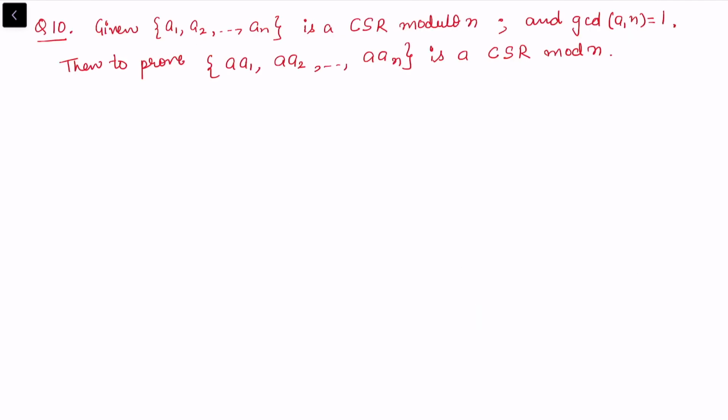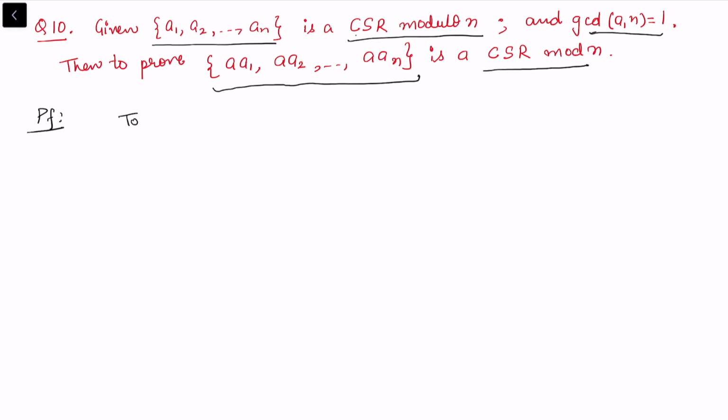In question number 10, we have been given that the set a1, a2 up till an is a complete system of residues modulo n and the GCD of a and n is equal to 1. Then we want to prove that this set a·a1, a·a2 up till a·an is also a complete system of residues mod n. And to show this, we will simply show that any two integers in this set are incongruent to each other. So this is what we want to show.